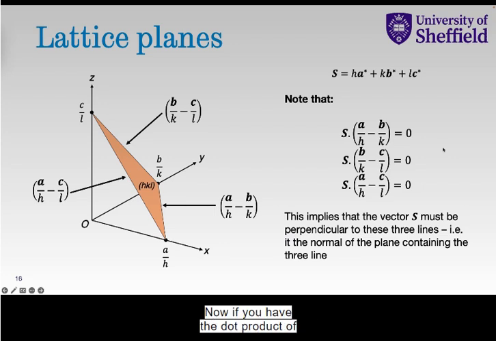Now, if you have the dot product of two vectors together and it's equal to 0, remember the dot product of two vectors is equal to the modulus of those two vectors multiplied by the cosine of the angle between them. Now, assuming those vectors have some sort of length, that implies that the cosine of the angle between them must be equal to 0. And therefore, it implies that the two vectors must be perpendicular to each other. Now, that means that S must be perpendicular to this line, S must be perpendicular to this line, and S must be perpendicular to this line.